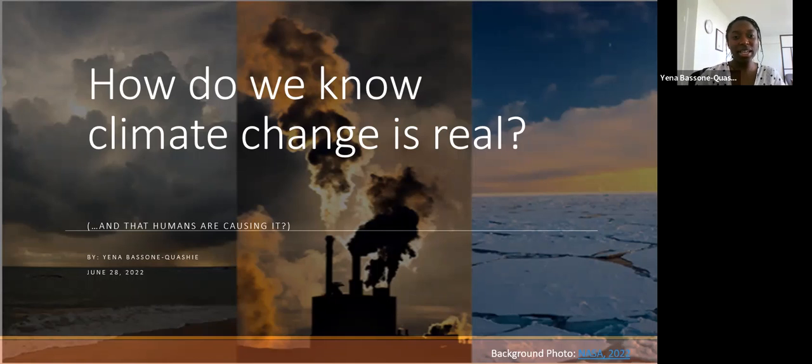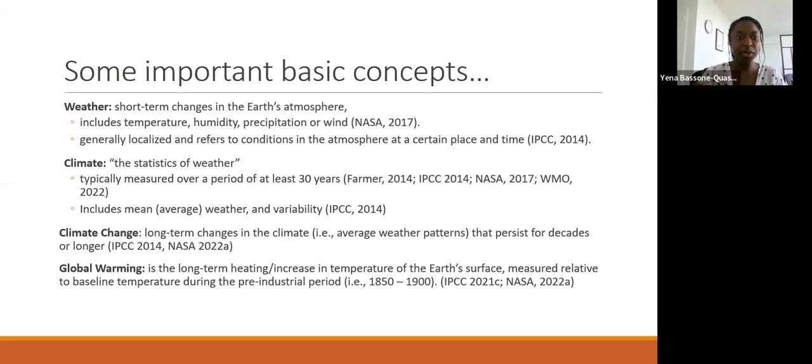So my presentation today is about the physical science basis of how we know climate change is real and that humans are the main cause of it. Before we dive into the core of the content, I thought I would share some basic concepts that are really important for putting the science into context.